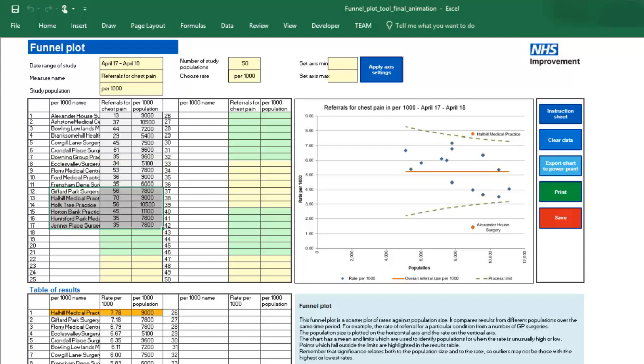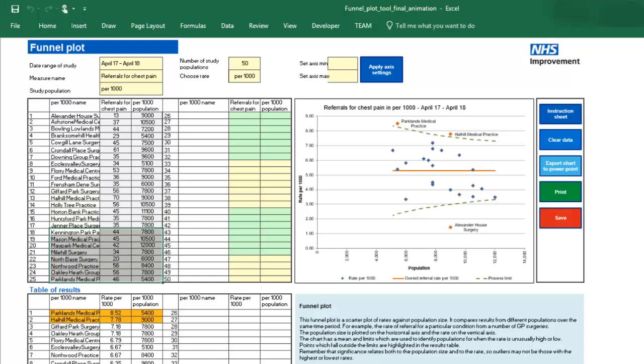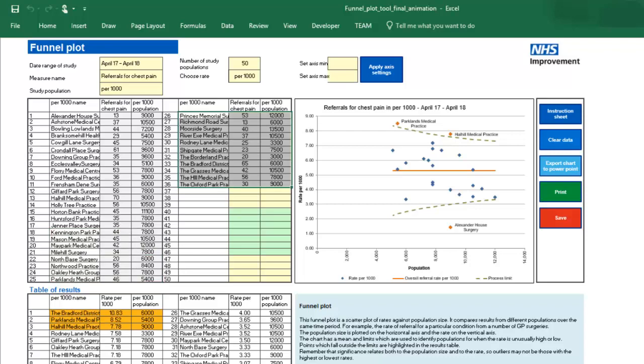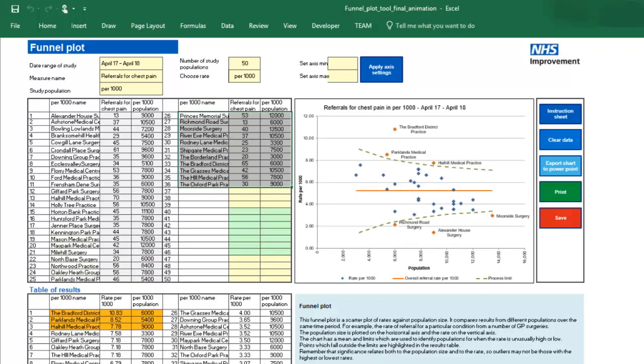Okay, this is getting to be more interesting, and we can see that we've got a couple of outliers already in our data set. Here are some more. Obviously, every time you add data, the mean and the process limits are recalculated. And that's our complete data set. You can see now that there are 1, 2, 3, 4, 5, 6 surgeries which fall outside our expected population.